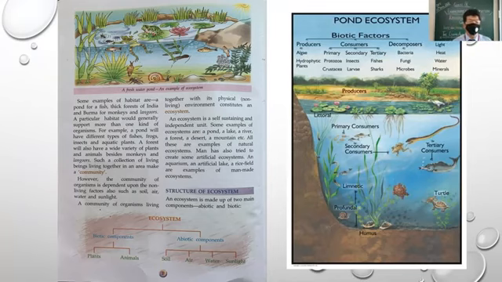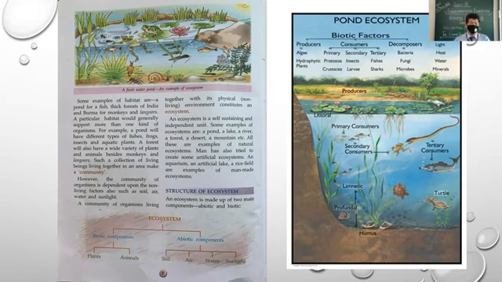A particular habitat would generally support more than one kind of organism. For example, a pond will have different types of fishes, frogs, insects, and aquatic plants. A forest will also have a wide variety of plants and animals besides monkeys and langurs. Such a collection of living beings living together in an area makes a community.